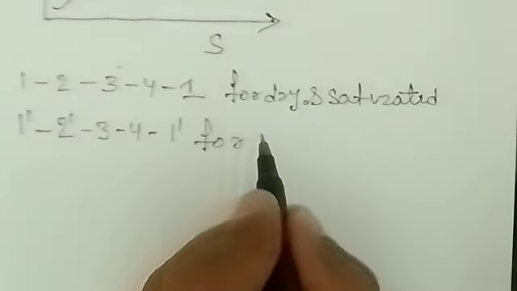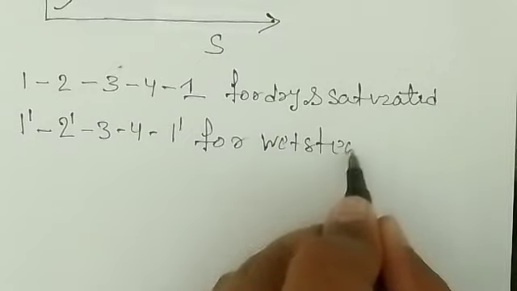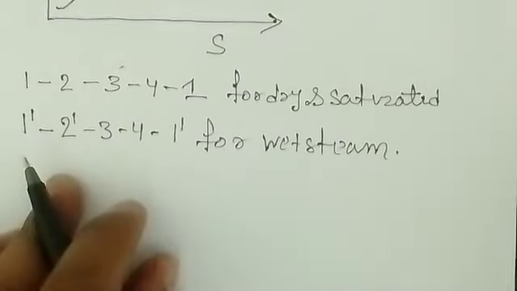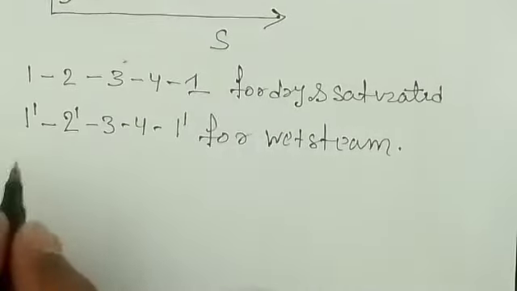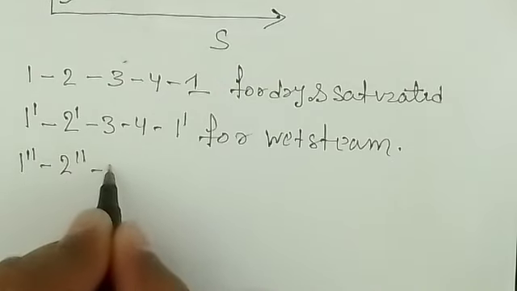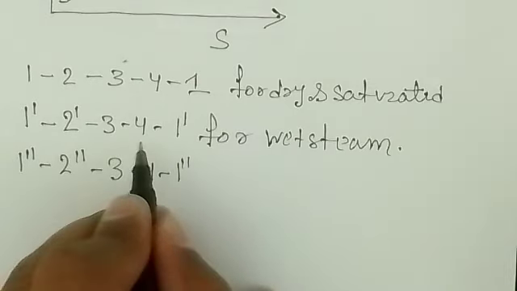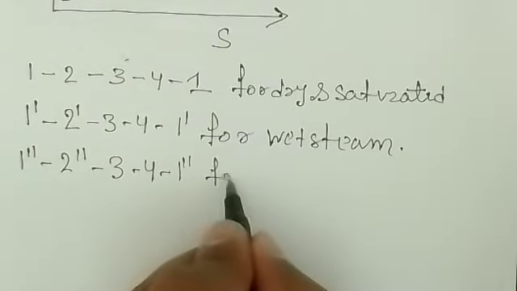That is for wet steam. For wet steam, right? And again you have one more cycle, that is 1'', 2'', 3, 4, and again 1''. That cycle is there. So it is for superheated.